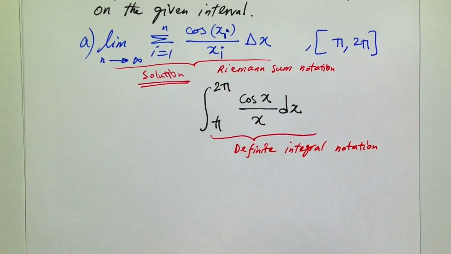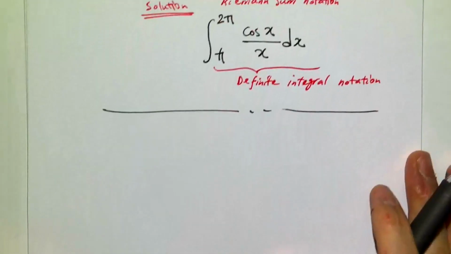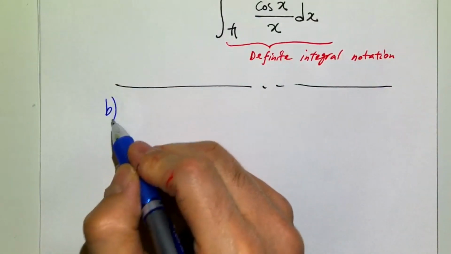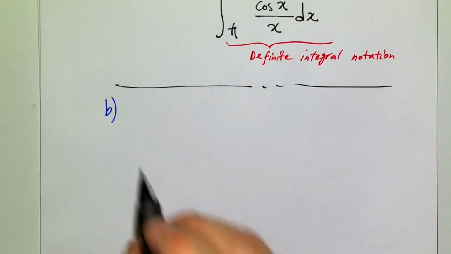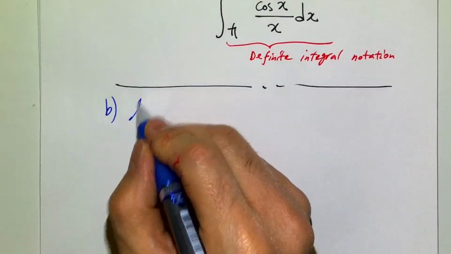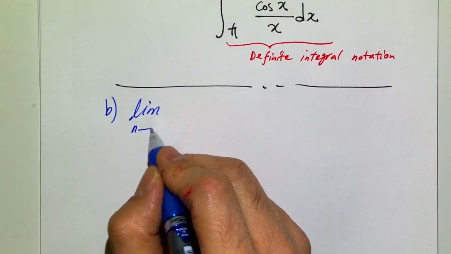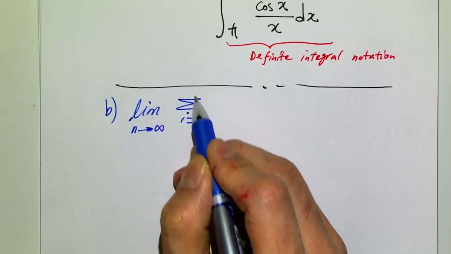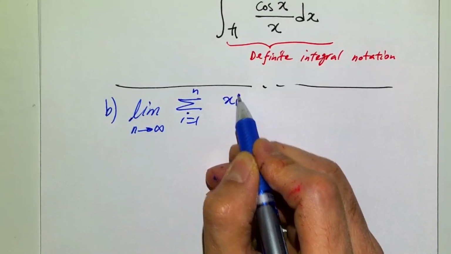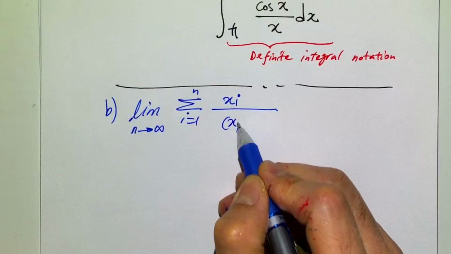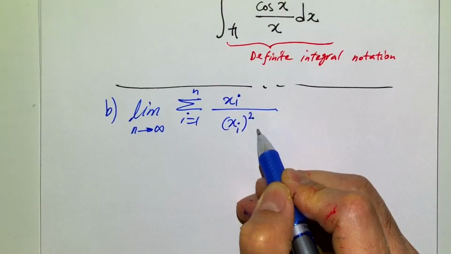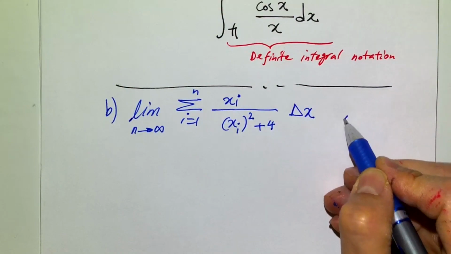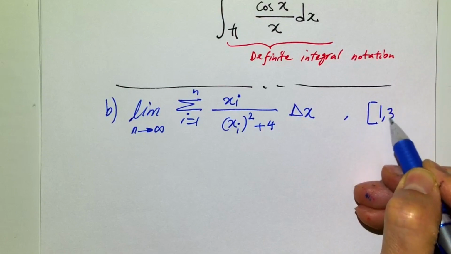Okay, let's do another example. Here we're getting used to the notations, which is a really good thing, since mathematics is largely a language of its own. We want to write the equivalent form of this Riemann sum times delta x over the closed interval 1 to 3.